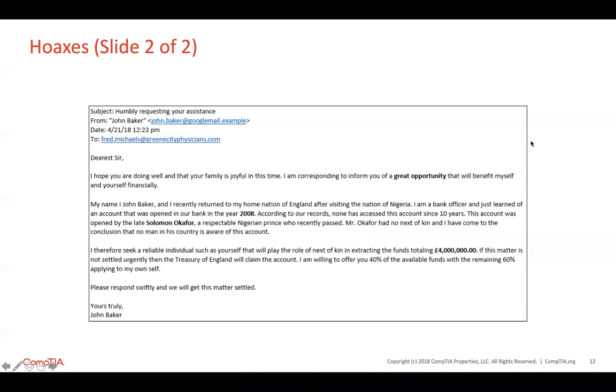And here's an example of a hoax email. You can see where this person is emailing them and says, I hope you're doing well, that your family is joyful in this time. I am corresponding to inform you of a great opportunity that will benefit myself and yourself financially. My name is John Baker. I recently returned home from England after visiting the nation state.